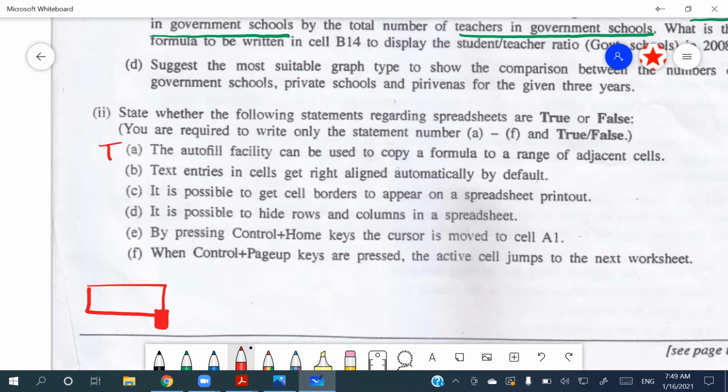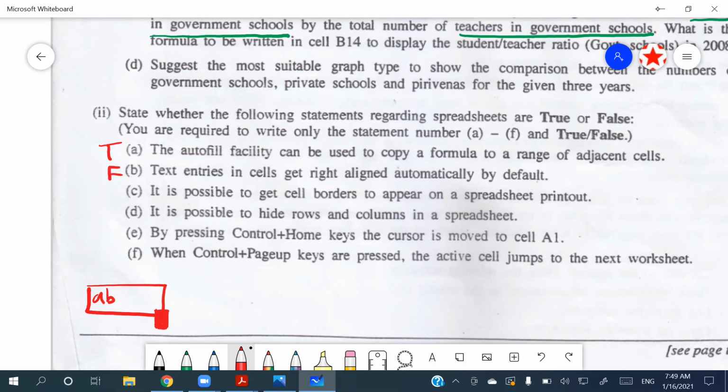Then B says text entries in a cell get right aligned automatically by default. Right aligned? No, not right aligned. Text will be left aligned. It is right aligned when figures. For text it should be like this, right? So it is left aligned. So this is false. B is false.